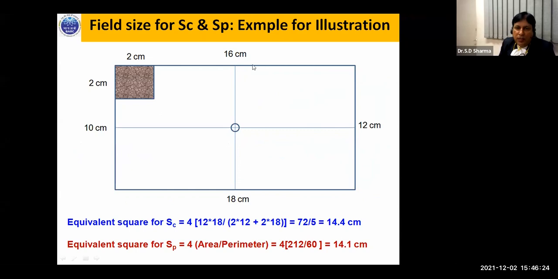Now take one simple example of a blocked field. We wanted to treat a patient by a field size of 12 by 18 centimeter. It is a rectangular field, and there is a corner blocking. The projected dimension of the block at isocenter is 2 centimeter by 2 centimeter. So now I have to calculate the equivalent square for collimator settings.